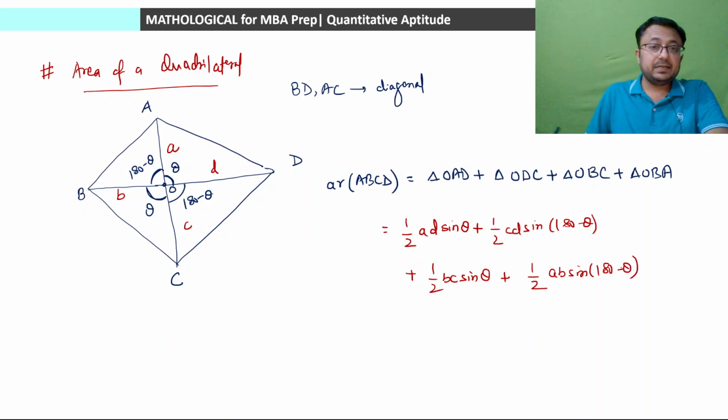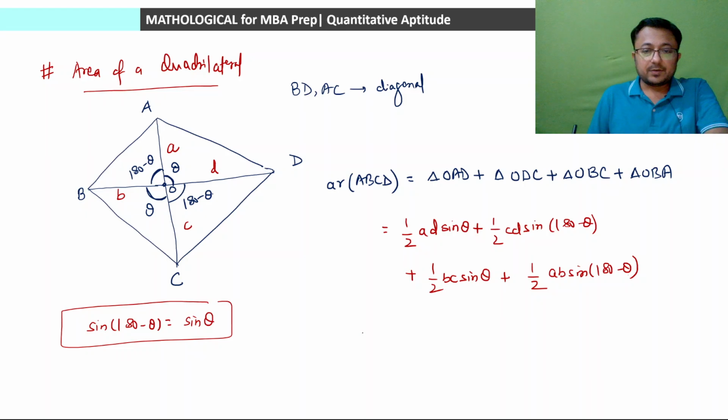And I believe you have already seen the topic of triangles, because वहां पे ये सब चीजें हमने डिटेल में डिस्कस किया. Okay, so sin 180 minus theta will also be equal to sin theta. So this will become equal to 1 by 2 a d sin theta plus 1 by 2 c d sin theta plus 1 by 2 b c sin theta plus 1 by 2 a b sin theta.